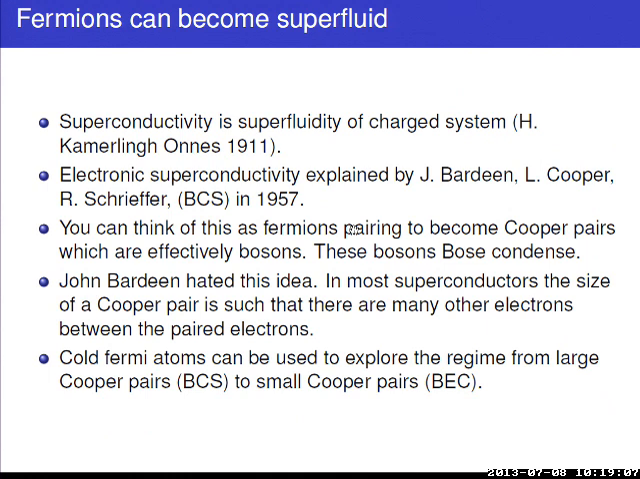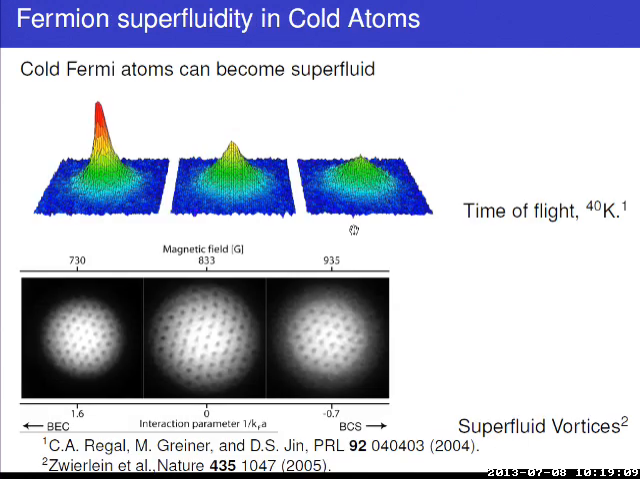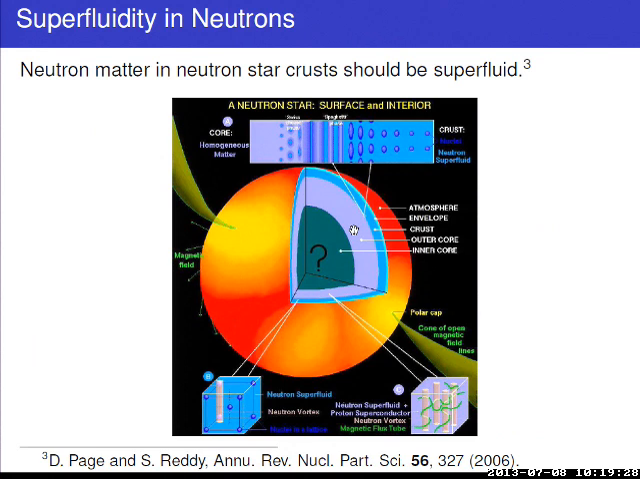Okay, I think everybody knows. So this is just to talk about cold atoms. Cold atoms can be superfluid. Here's the Bose condensate, probably, but here's the more real proof that you get of vortices. And then neutron matter becomes superfluid.